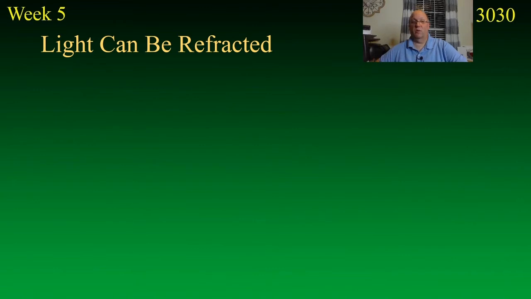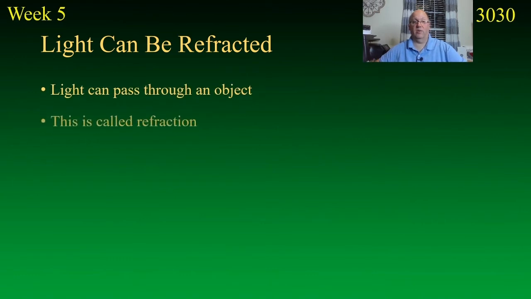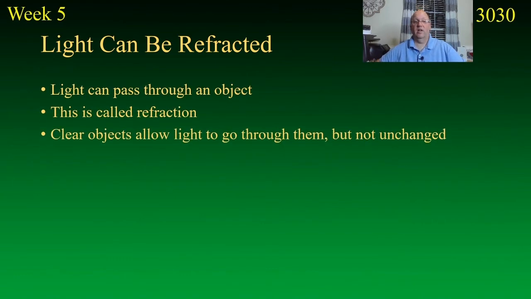Light can also be refracted. Now what that means is that when the light hits the object, it goes through it. So light keeps on going. And so the object has let it pass through. Like, for example, glass can transmit light, but really it's refracting it. Light can pass through an object. This is called refraction. Clear objects all like to go through them, but not unchanged. And that's important to understand.